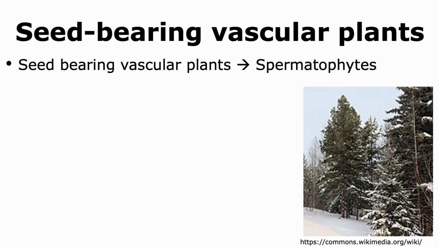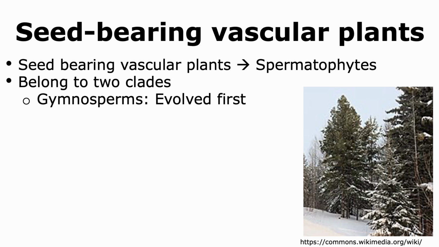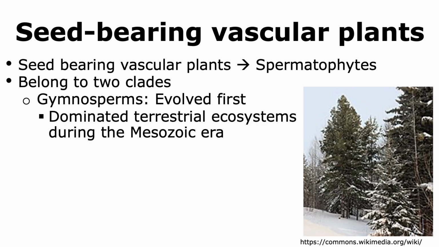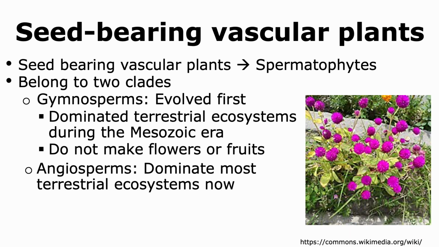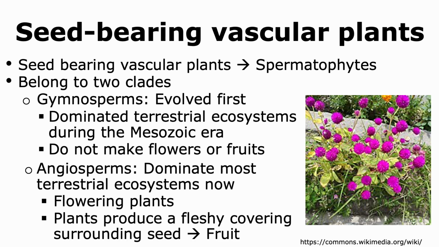Seed-bearing vascular plants are also called spermatophytes. All spermatophytes belong to two clades. The first clade is the gymnosperms, which evolved first. They dominated the terrestrial ecosystems during the Mesozoic era. One feature of gymnosperms is that they do not make any fruits or flowers, but they do make seeds. The second clade are the angiosperms, which dominate most terrestrial ecosystems right now. They are flowering plants, and the plants produce a fleshy covering that surrounds the seed, which we call fruit.